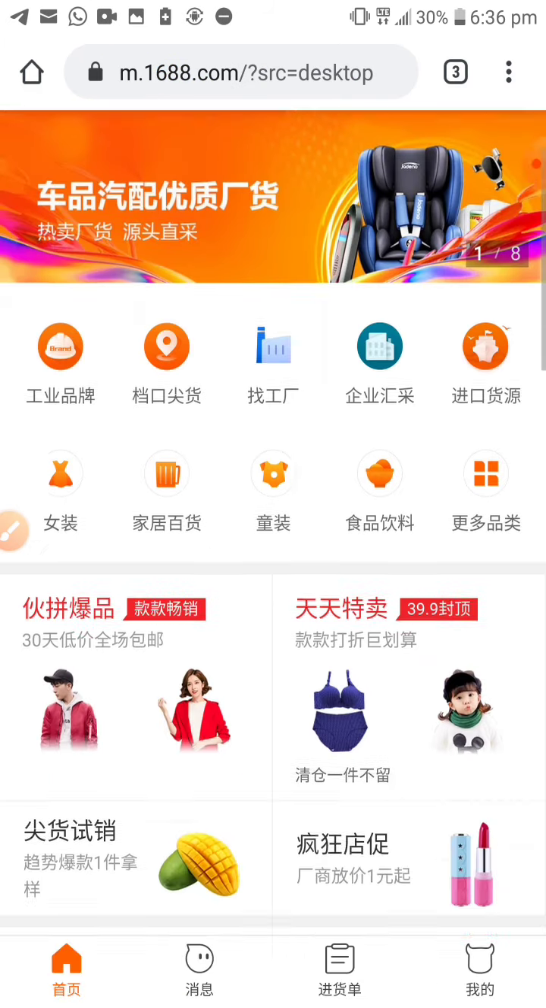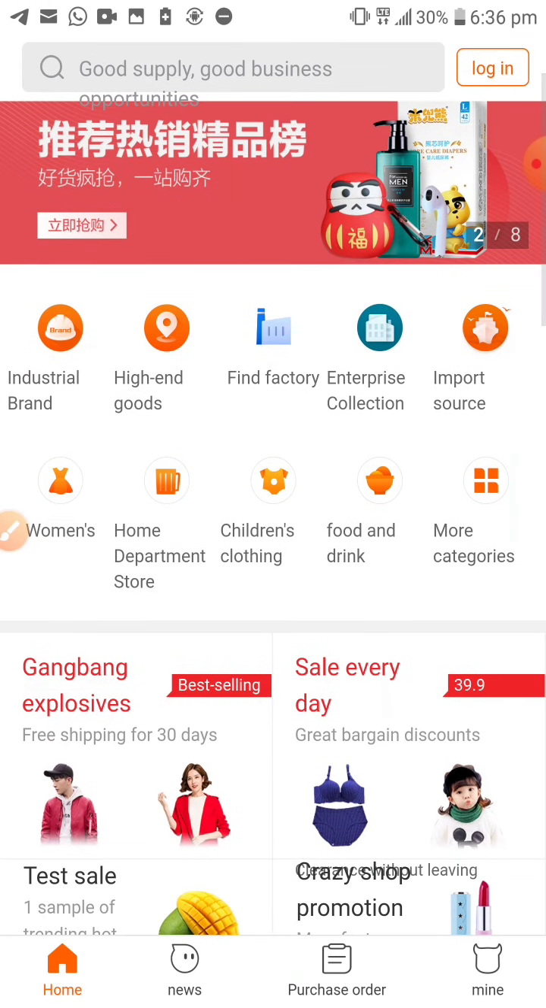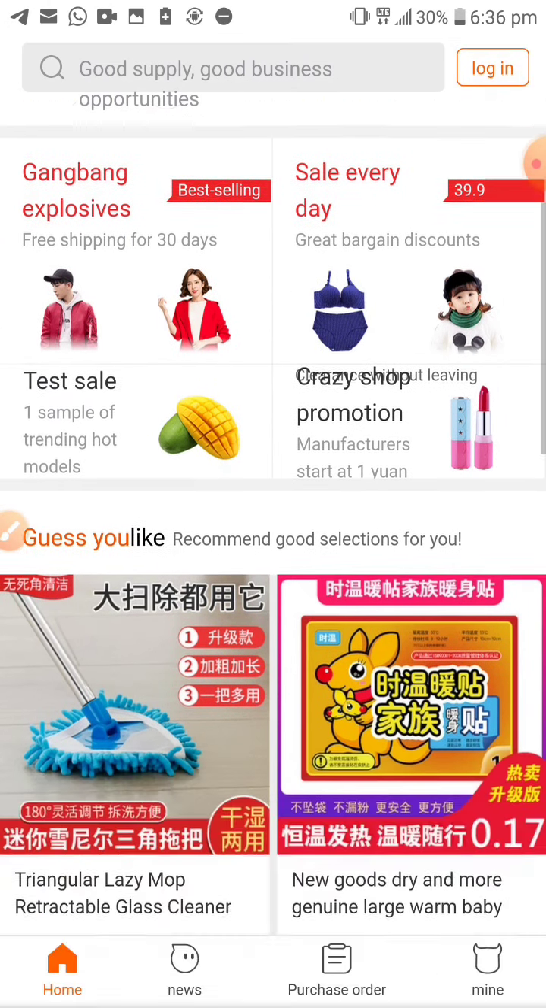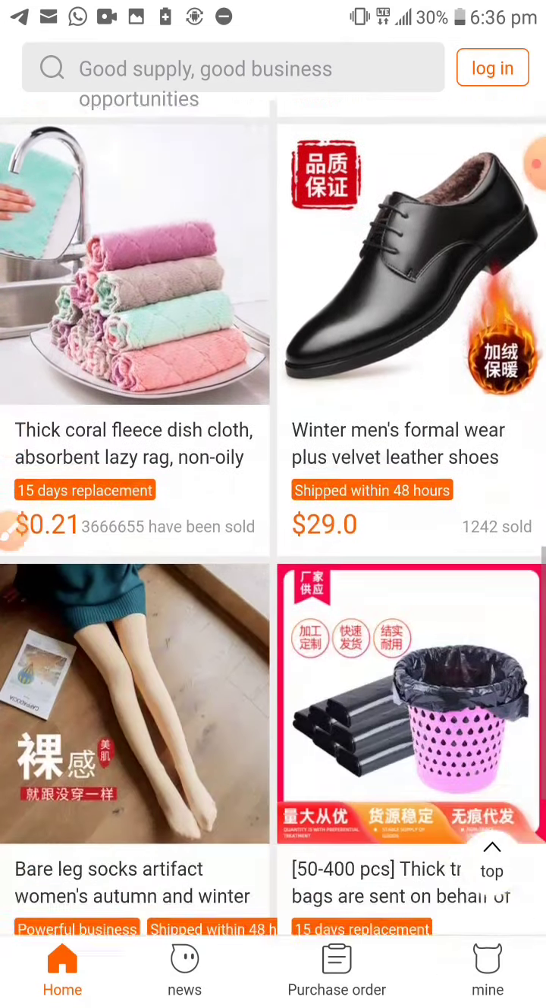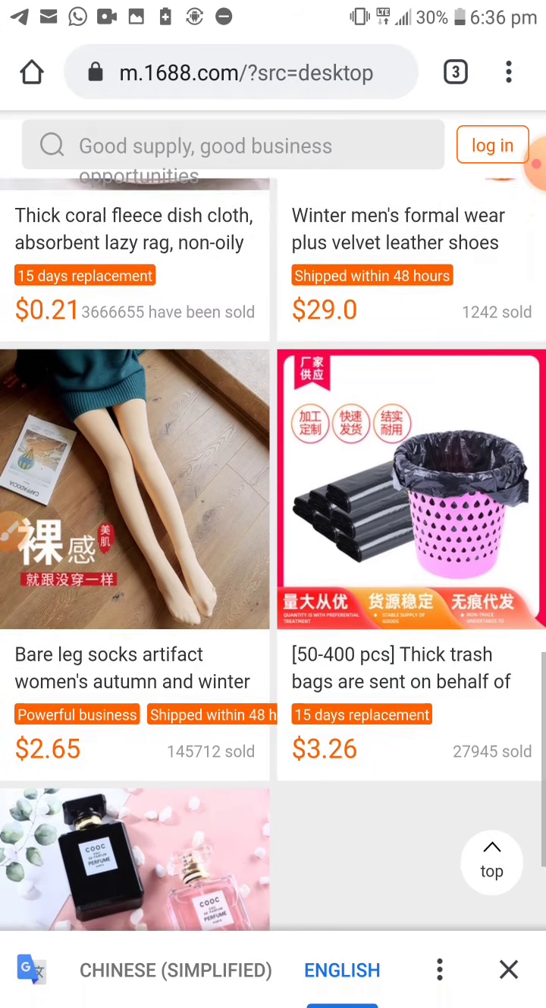Sorry, that's just some screen issue, some screen error. Oh, pick a product. The Chinese market will humble you with options, right? So you have to be very selective of the kind of products you pick.